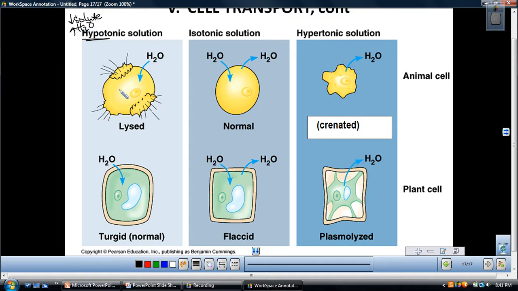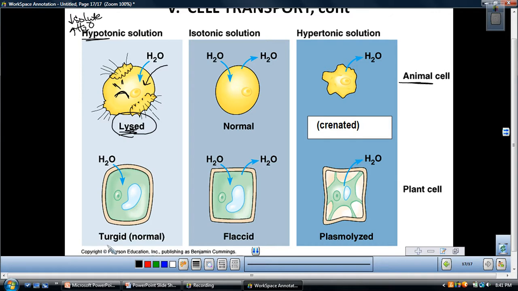So if we put an animal cell, notice over here, these are animal cells on this side, the yellow. If we put your cell or my cell in a hypotonic solution, that means a lot of water, water is going to come into our cell and it is going to do something called lysing. To lyse means to split or rupture. And so I make a sad face on here. This is not an ideal situation for your cells or my cells, because we do not want to have cells splitting or lysing. That's not a good scenario, okay?